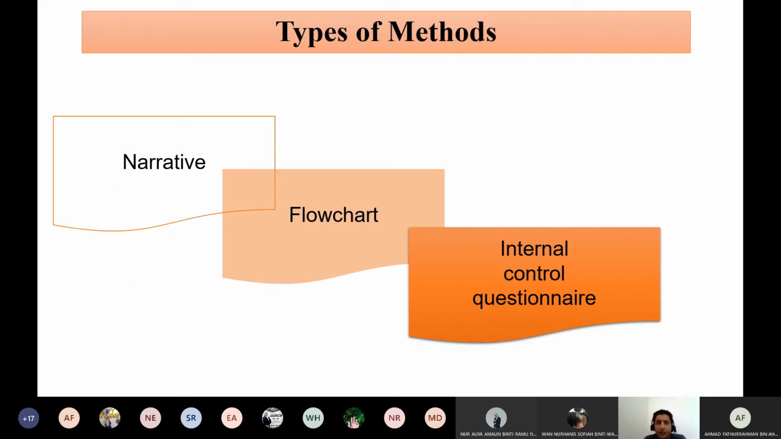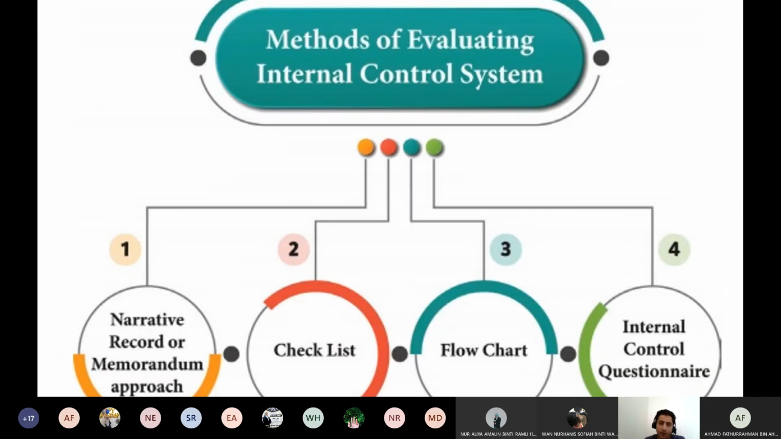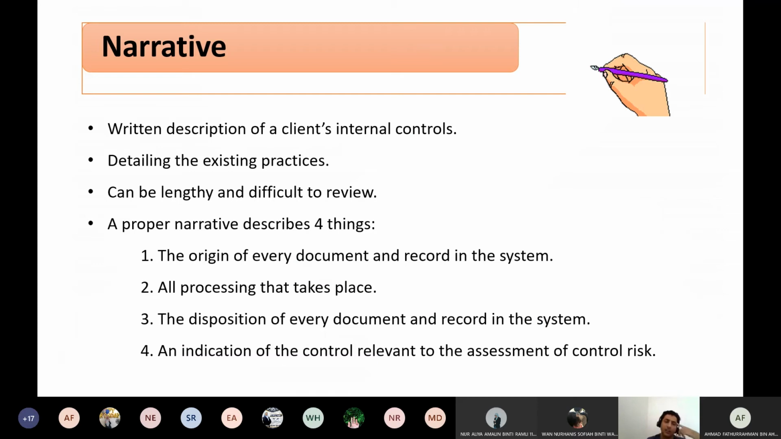Okay, so the types of methods to test, first, the design. We have the narrative, the flowchart, and the internal control questionnaire. In some textbooks they will have four methods, where they include the checklist. Okay, so a narrative is a written description of the client's internal control, detailing the existing practice, and it can be lengthy and difficult to review.